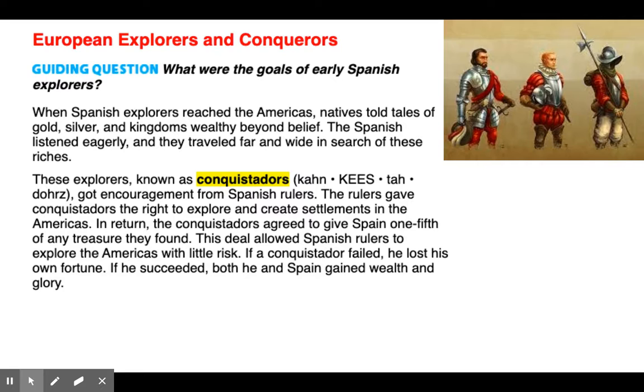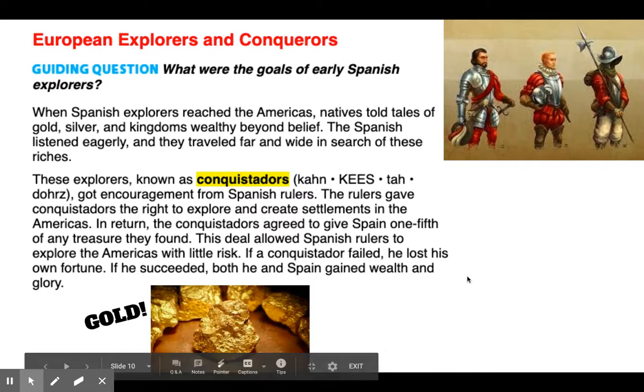All right, so the guiding question: what were the goals of early Spanish explorers? When Spanish explorers reached the Americas, natives told tales of gold, silver, and kingdoms wealthy beyond belief. The Spanish listened eagerly, and they traveled far and wide in search of these riches. These explorers, known as conquistadors, got encouragement from Spanish rulers. The rulers gave conquistadors the right to explore and create settlements in the Americas. In return, the conquistadors agreed to give Spain 1/5 of any treasure they found. This deal allowed Spanish rulers to explore the Americas with little risk. If a conquistador failed, he lost his own fortune, but if he succeeded, both he and Spain gained wealth and glory.